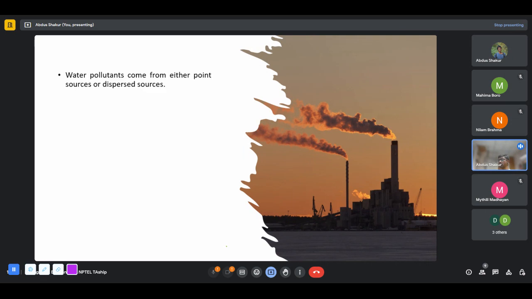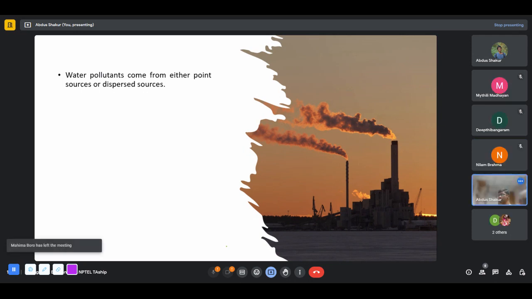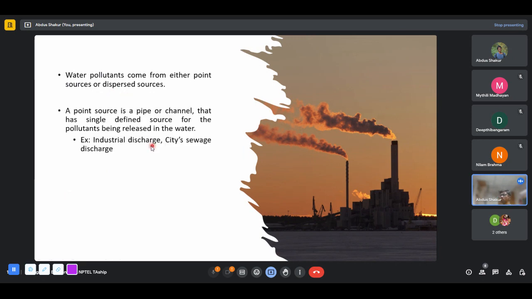So based on the type of water, pollutants can be classified broadly into two categories, based on the way they are releasing the pollutants. They can be either point source or dispersed source. Point source generally refers to a single defined source for the pollutants being released into the water. So if you backtrack where the pollutants are coming into the water from, you can find a single source and point it out.